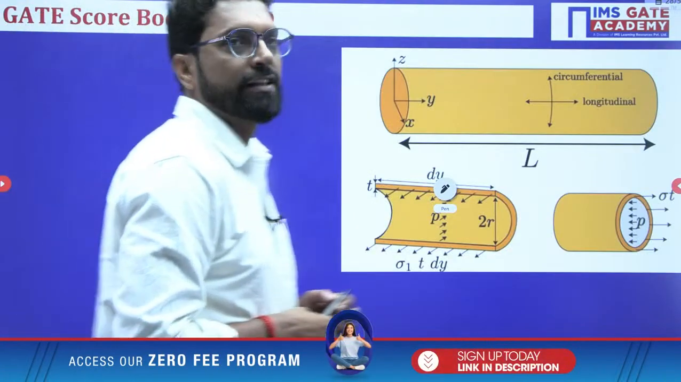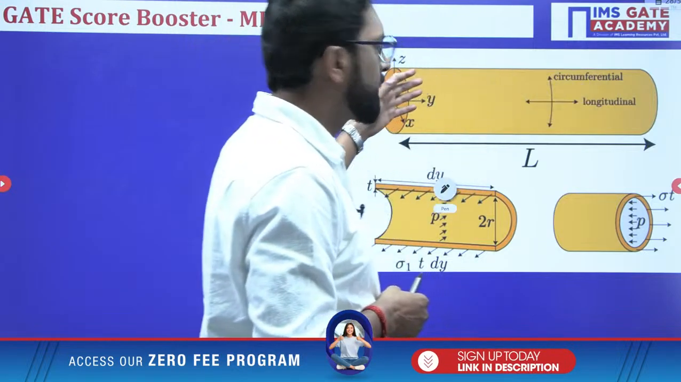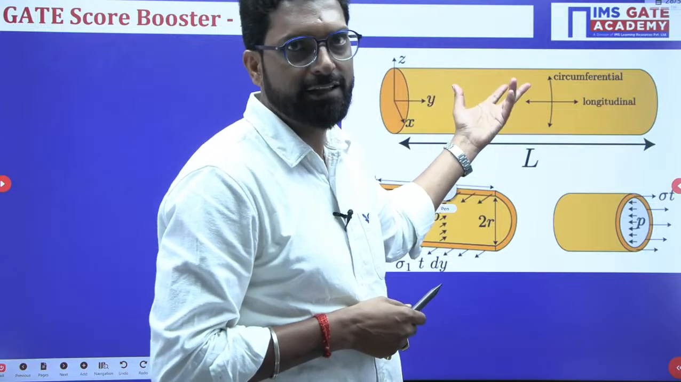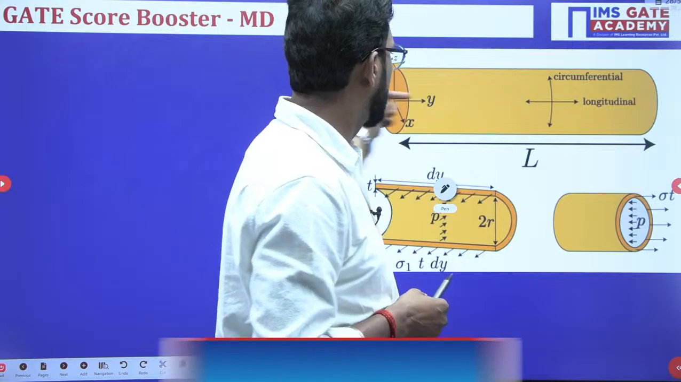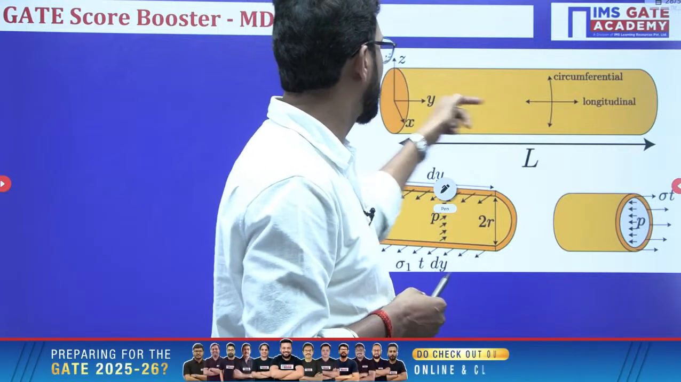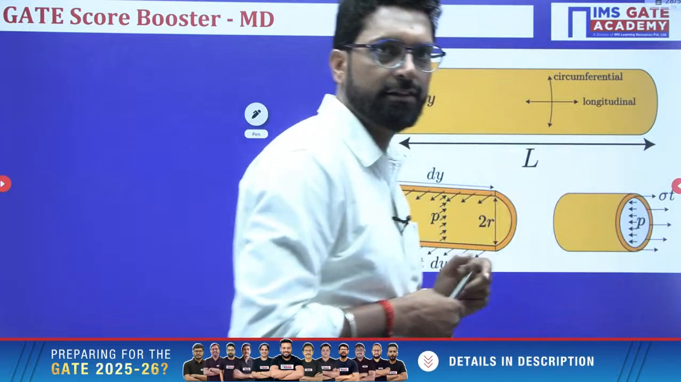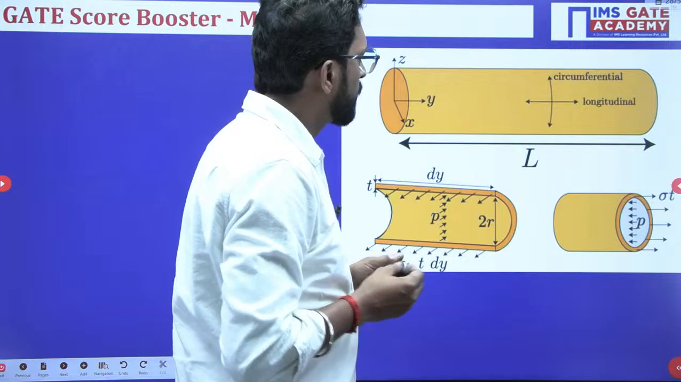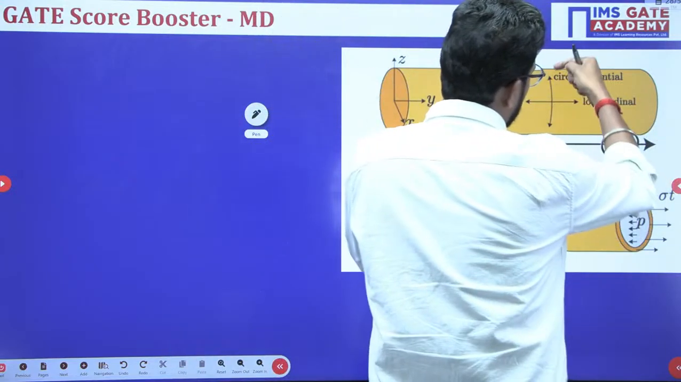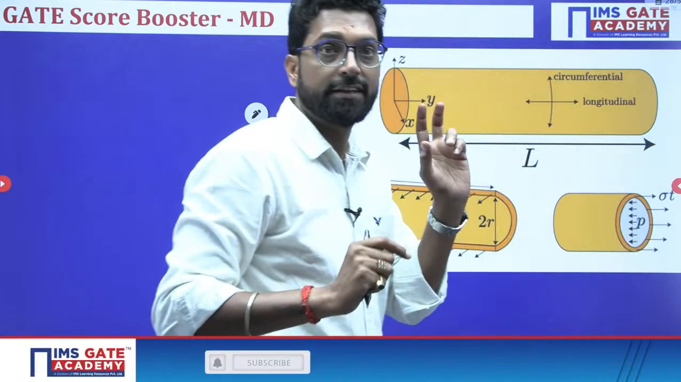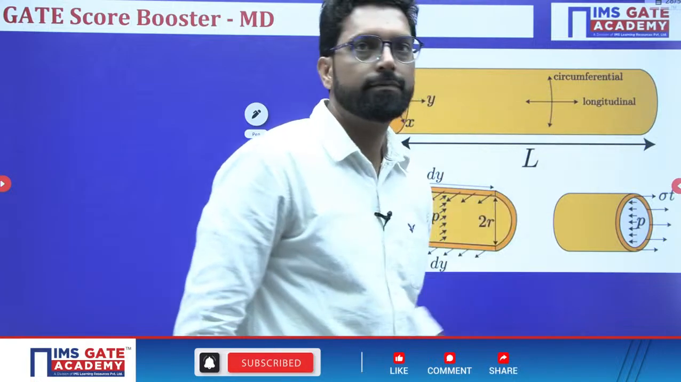First, see this thing. As we know, this is a pressure vessel, cylindrical in shape, maybe spherical also, no problem. Particularly this is cylindrical. This is the z axis, x axis and y axis. This is the length of the vessel, the cylinder. See, this direction is your longitudinal direction and this is your circumferential direction.